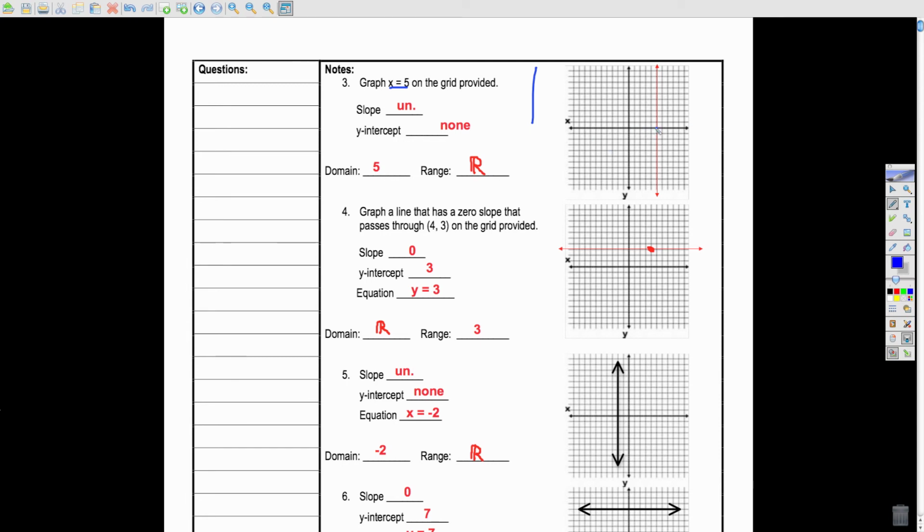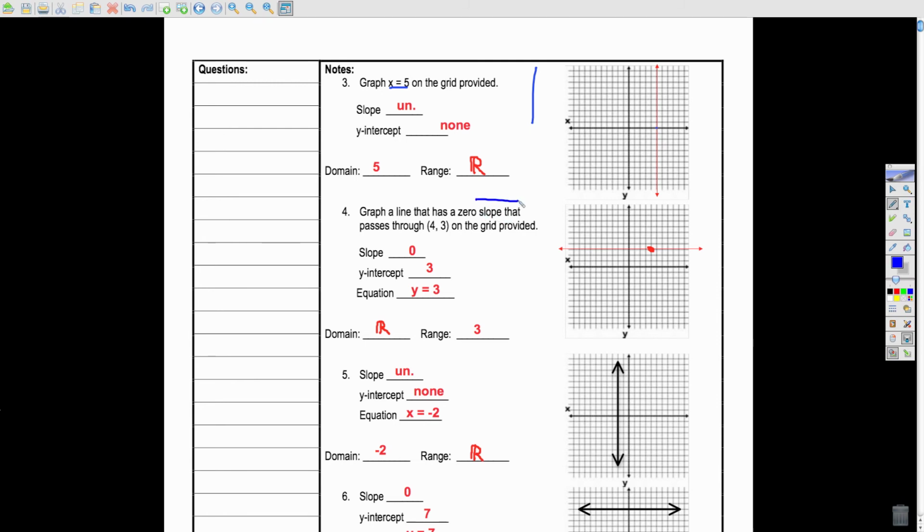The domain is the x values. Okay, x values going out. X is 5. That's the only place. That's the only x value. Your range goes up and down in both directions. That's all real numbers.